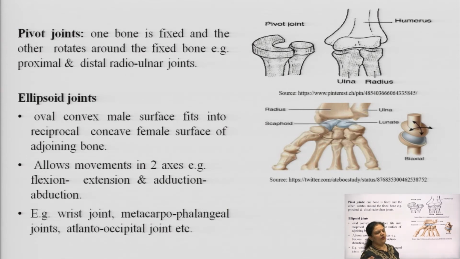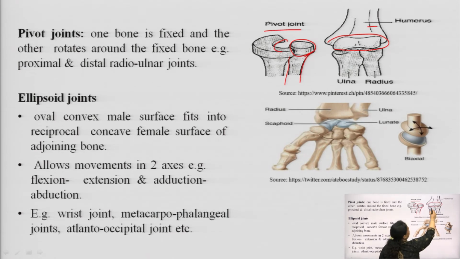Radio-ulnar joint means where you have both the bones, the radius as well as the ulna, in our forelimbs. Okay, so see this diagram of the pivot joint, you will see the concave structure, and this is the apical structure of the other bone, and this is the humerus, and through this concave and radial structure, the radius and ulna are joined together and show their pivot movement.